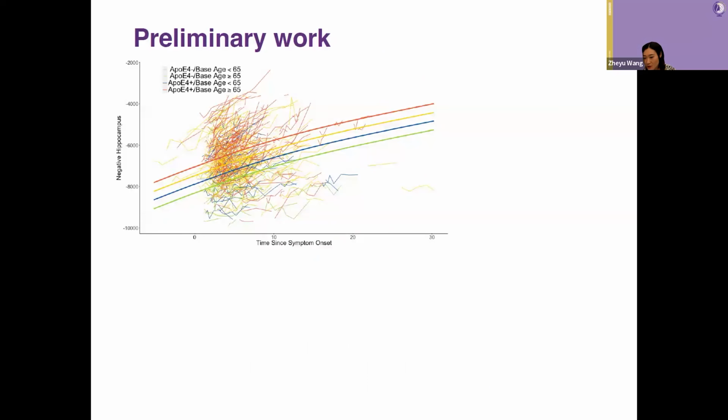Against time from symptom onset, to see if there is any pattern that tells me what kind of random effect I should use. As you can see, I cannot see a clear pattern.